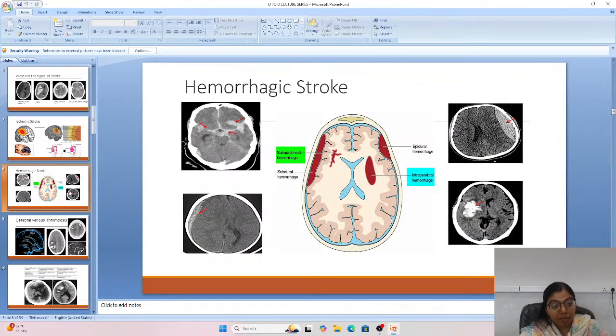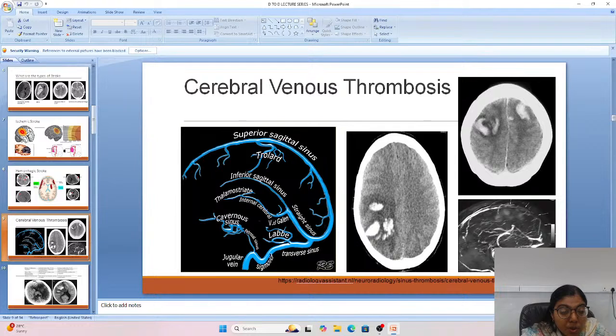In hemorrhagic stroke, we are having subarachnoid hemorrhage, subdural hemorrhage, epidural hemorrhage, and ICH. So this is one of the types of stroke, CVT, that is cerebral venous thrombosis.